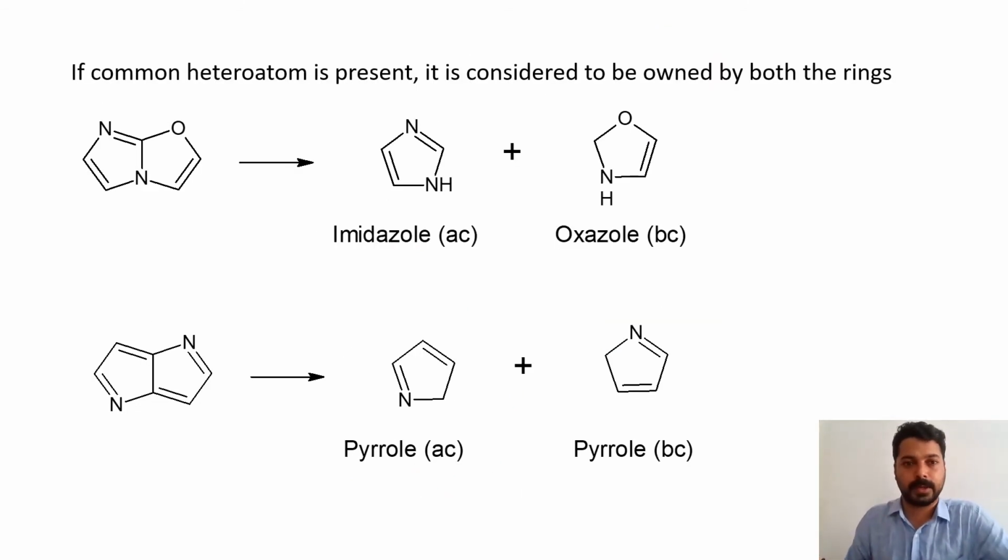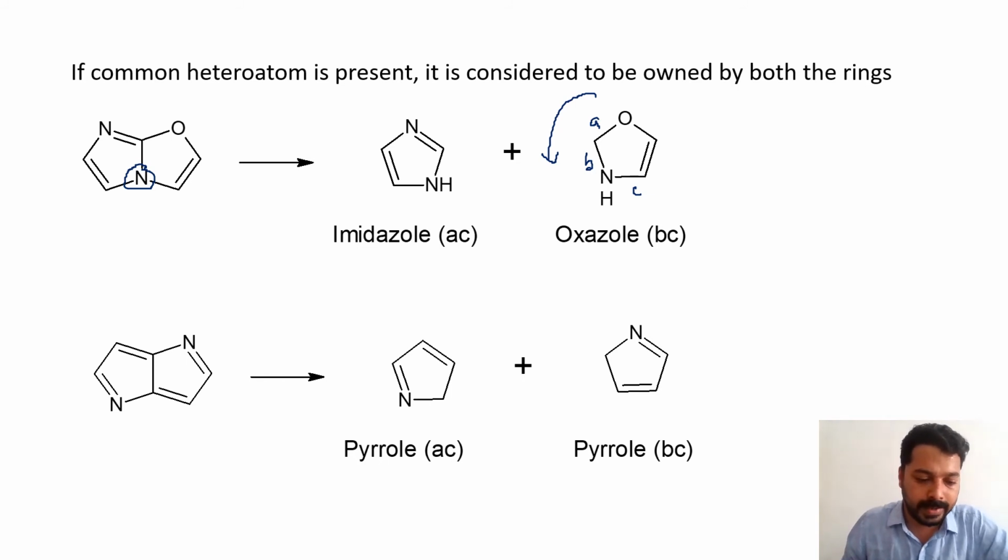Suppose if a common heteroatom is present, it is considered to be owned by both the rings. You can see here there is a heteroatom present at this junction. So it is owned by imidazole as well as oxazole, and oxazole will become the base component. So you can write 1 2 3. So this will be A. I'm just writing the alphabets only. This is B, this is C. So it is moving in this direction, A B C.